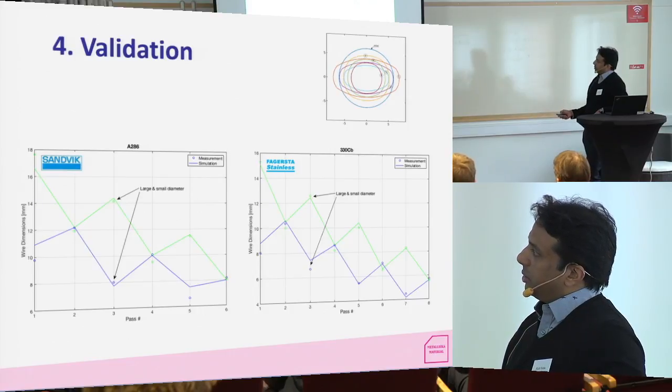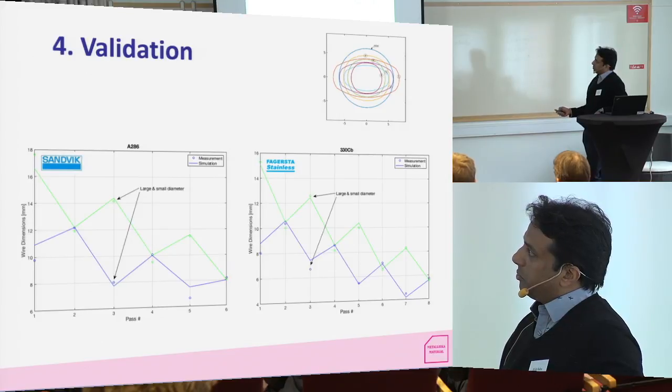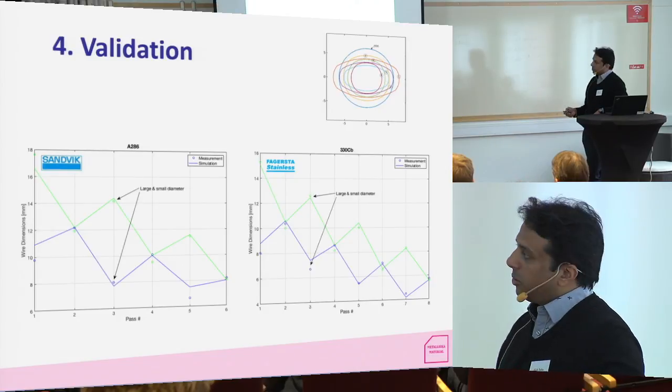So here you can see 1 or 2 of those types of comparisons. Here is a 6 pass finishing, and here is an 8 pass, so 2 different materials. The round markers are measurements, and then you have the simulation, which is the continuous line. And these denote the large and small dimensions of a wire when it passes through oval and round.